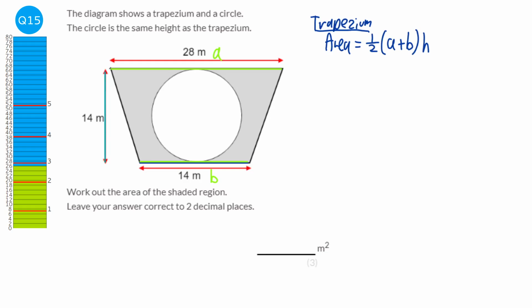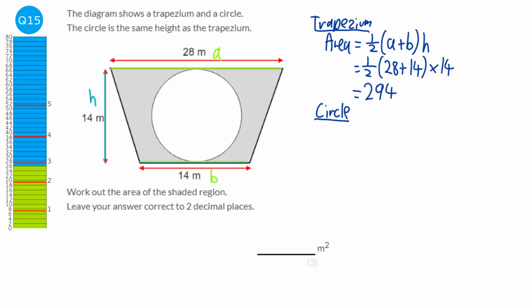So perpendicular means it hits it at right angles, so that's what we've got here. So the area would be half times a, which is 28, plus b, which is 14, times the height, which is 14. And so that would be 294. Next we'll do the circle.